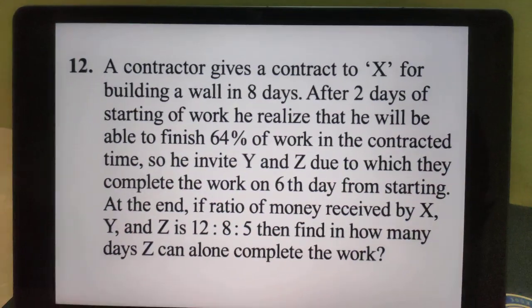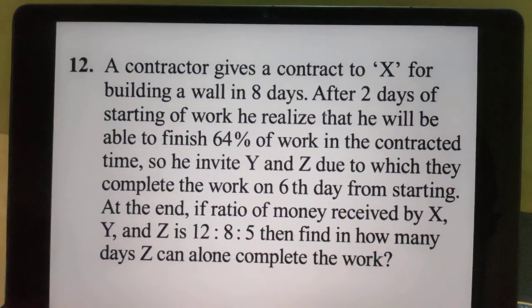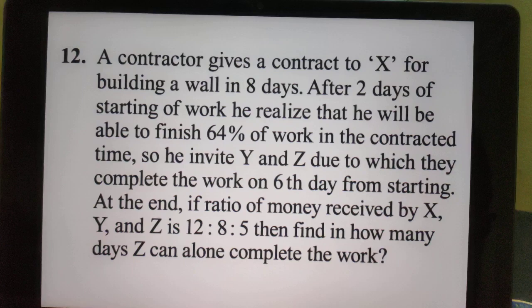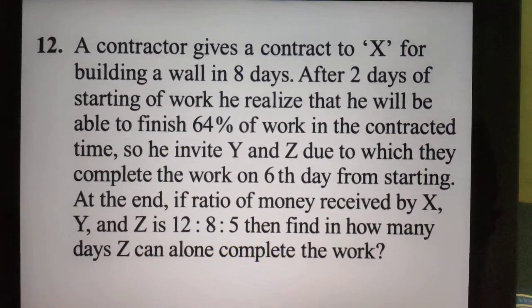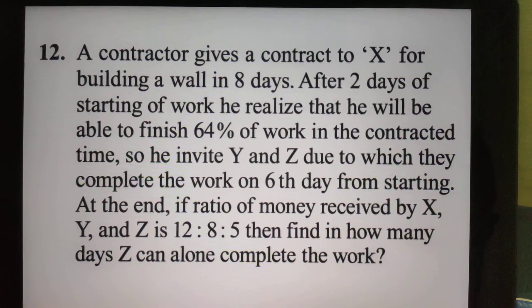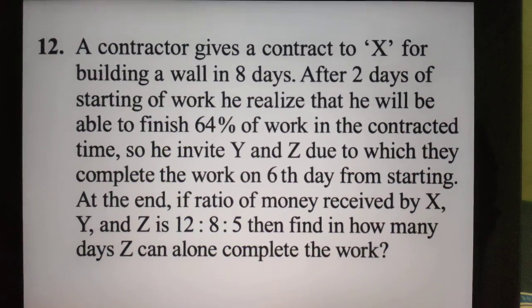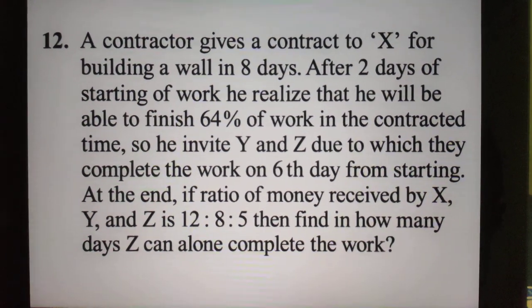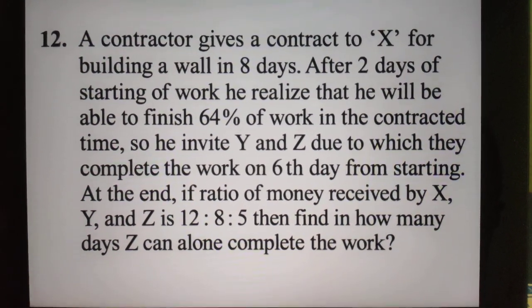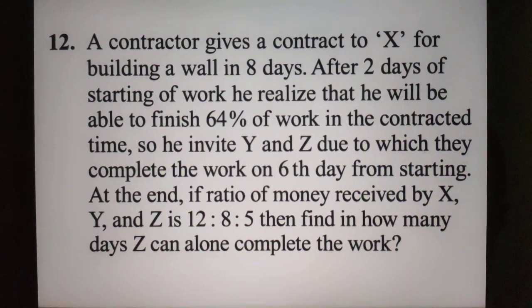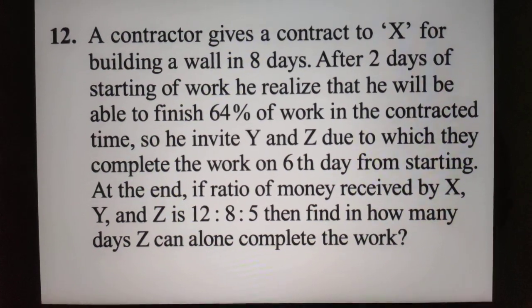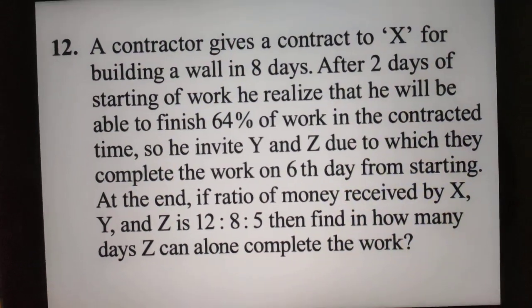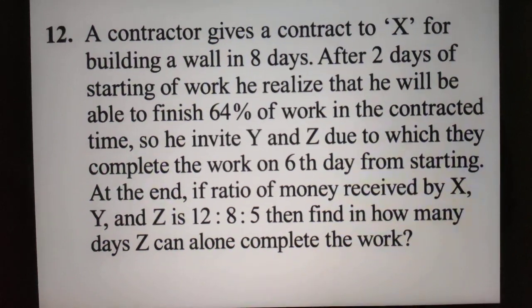Then, so he invite Y and Z, due to which they complete the work on 6th day from starting. Now it's very important to know X worked for 2 days, and after those 2 days he invites Y and Z. They all finish the work in 6 days. So that means X is working from starting. So he has actually taken 6 days. But Y and Z would be taking 4 days, because of the fact that Y and Z came after 2 days.